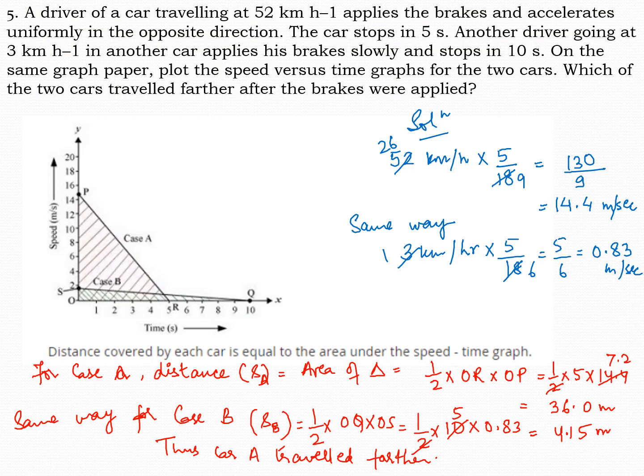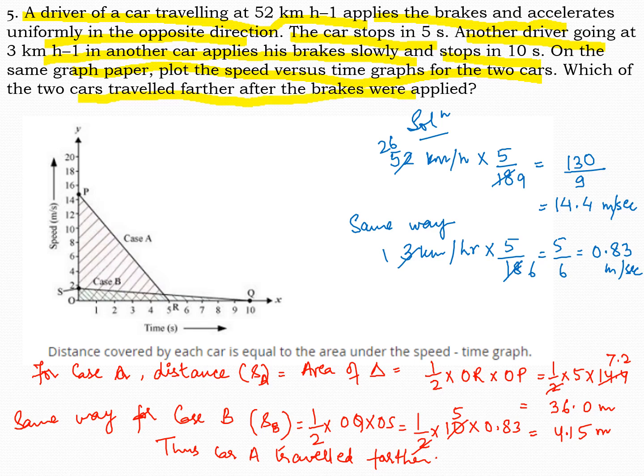Question number 5 says, a driver of a car traveling at 52 km per hour applies the brakes and decelerates uniformly in the opposite direction. The car stops in 5 seconds. Another driver going at 3 km per hour in another car applies his brakes slowly and stops in 10 seconds. On the same graph paper, plot the speed versus time graph for the two cars. Which of the two cars traveled farther after the brakes were applied?